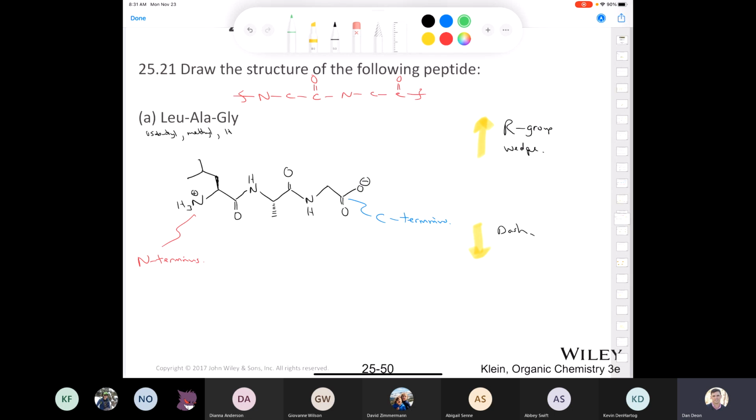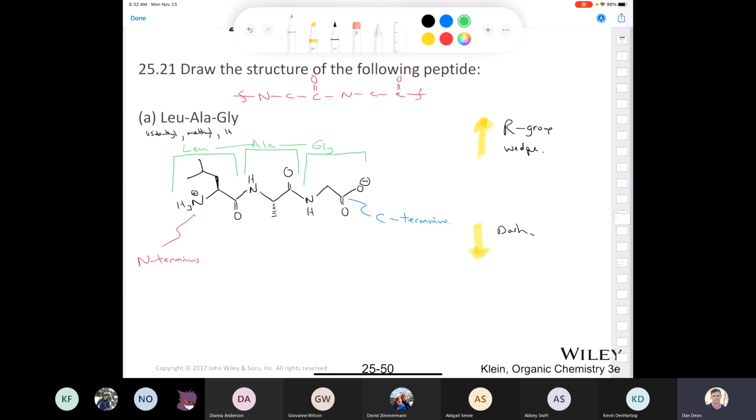And you see that we have N, C, carbonyl, right? That covers our leucine. Then you have N, C, carbonyl like that. That covers our alanine. And then the last one has N, C, carbonyl, okay? And that covers our glycine. And so we've put those 3 amino acid residues in the correct order. All right, there you go.